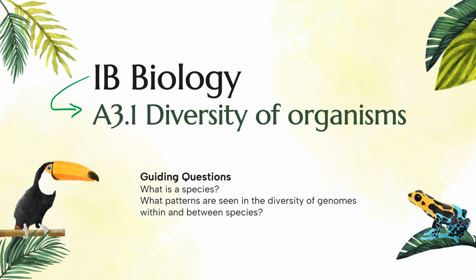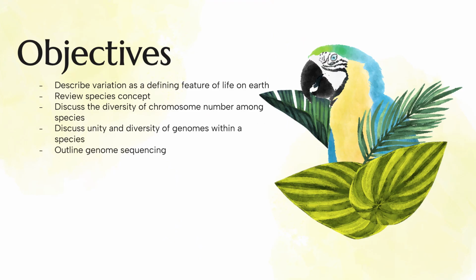Our guiding questions: what is a species, and what patterns are seen in the diversity of genomes within and between species? Our objectives: we are going to describe variation as a defining feature of life on Earth. We're going to review the concept of a species and talk about the diversity of chromosome number amongst different species. We're going to look at the unity and diversity of genomes within a single species, and then take a look at genome sequencing.